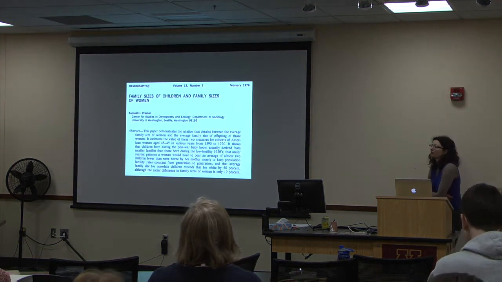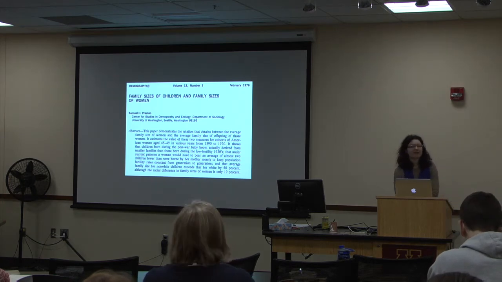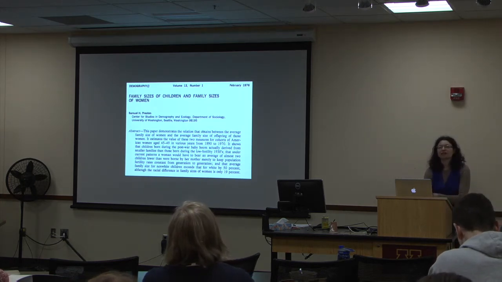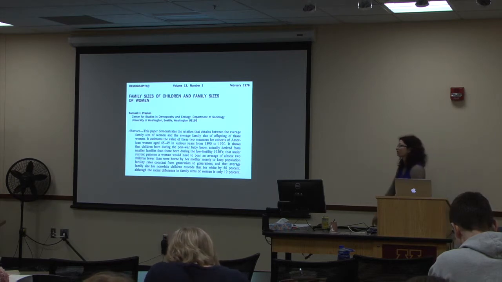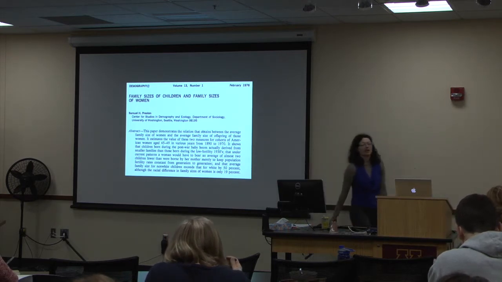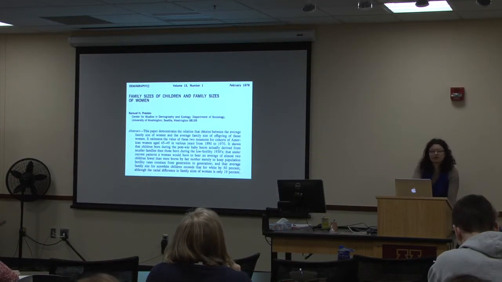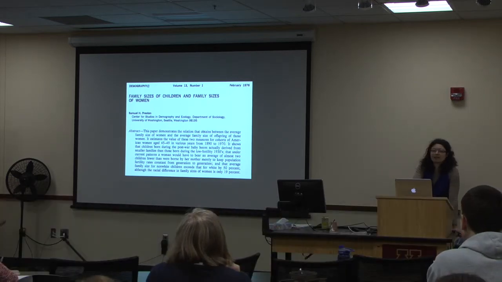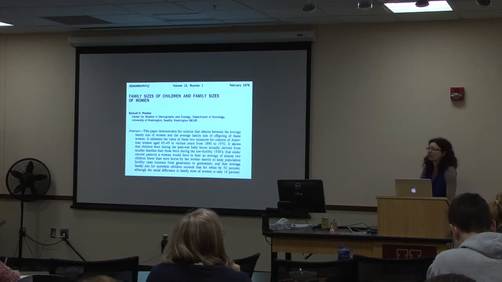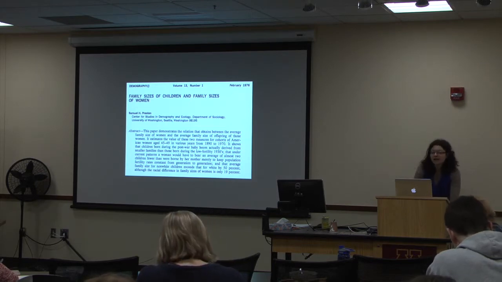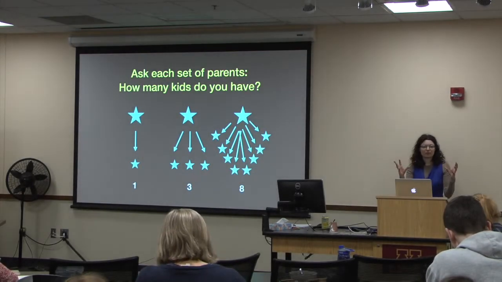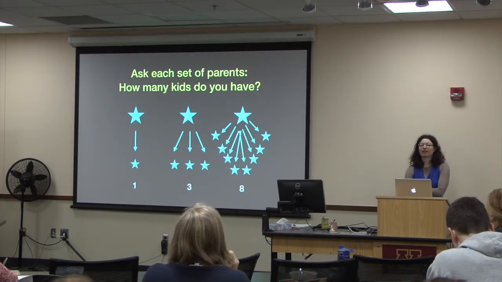That example I started with, the fertility example, is the most well-known application of length-biased sampling in demography. Demographers know it because of this really famous paper by Sam Preston about family sizes from the perspective of children versus parents. And here's how it worked. We go around and ask every parent, how many kids do you have? We're going to simplify it and make it each set of parents. Of course, some families have one parent and some have two and some have three or more. We're going to smooth all that over and just imagine we ask one from each set of parents, how many kids do you have?